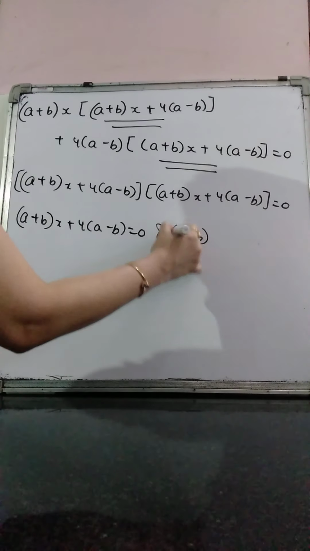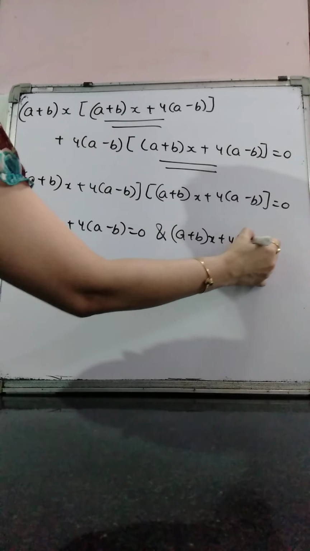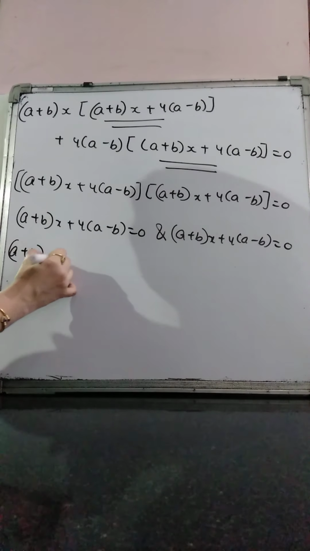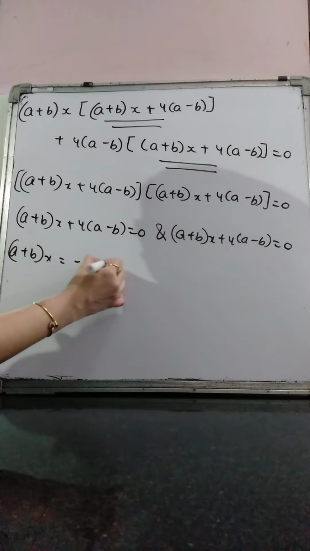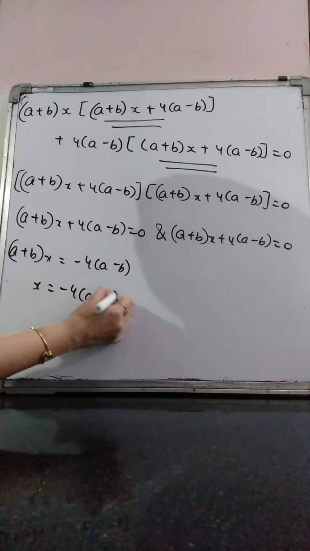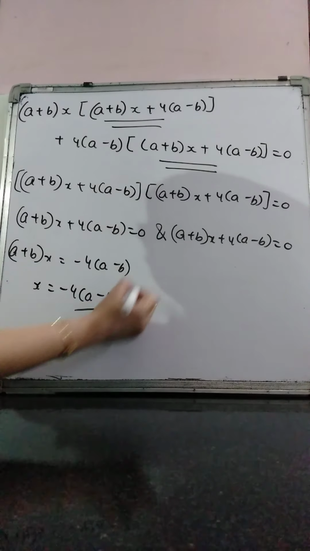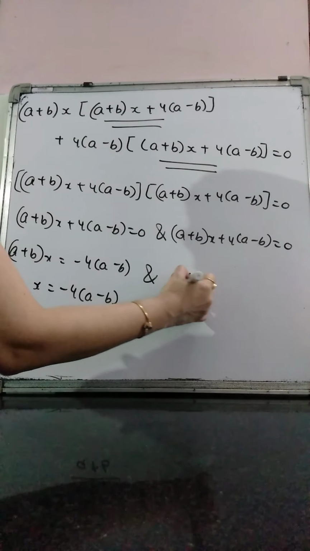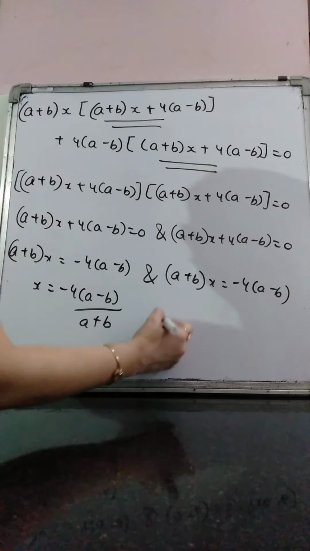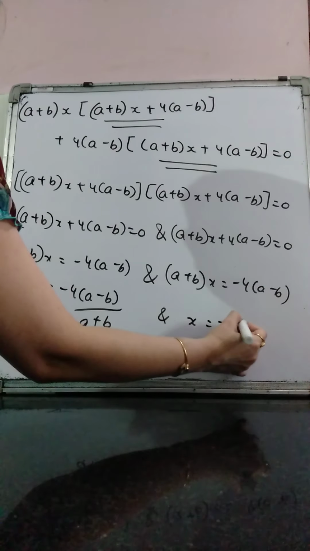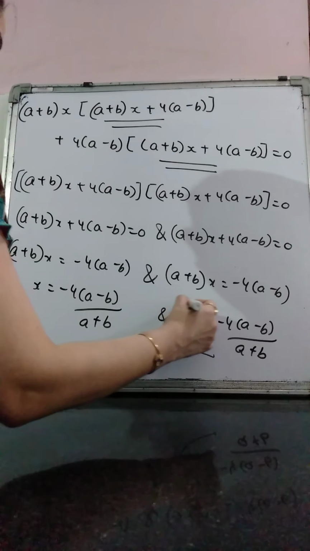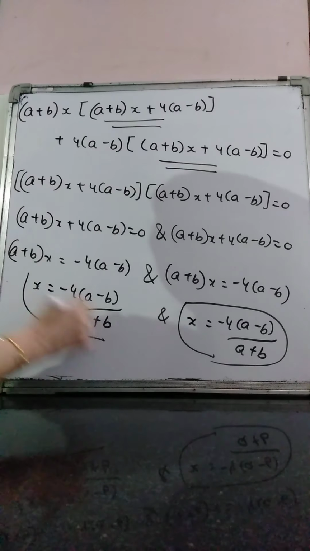(a plus b)x plus 4(a minus b) is equal to 0. (a plus b)x is equal to minus 4(a minus b). So the value of x is minus 4(a minus b) by (a plus b). This is the required answer.